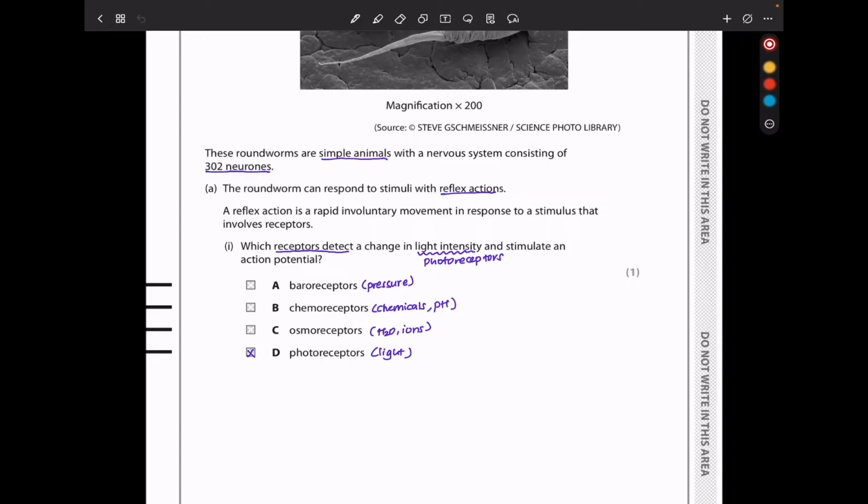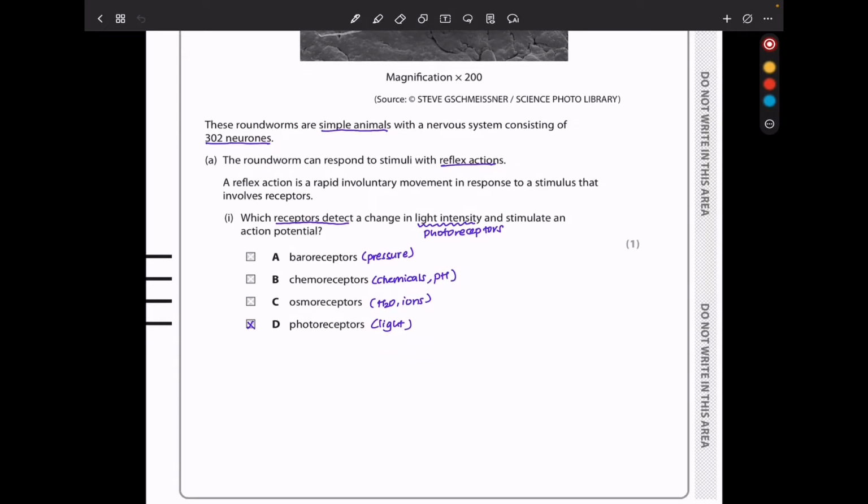A reflex action is a rapid involuntary movement in response to a stimulus that involves receptors, which detect a change in light intensity and stimulate an action potential. Because they say it responds to light intensity, these should be photoreceptors, and the answer should be D. Baroreceptors respond to pressure, chemoreceptors to chemical changes, osmoreceptors respond to ion and water concentration within the body.